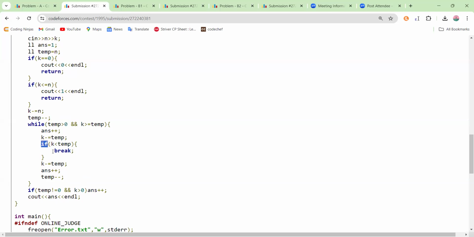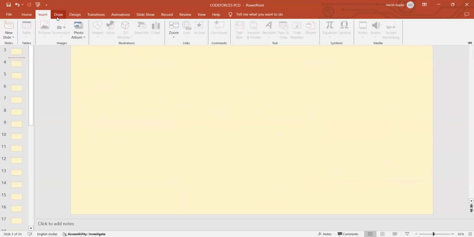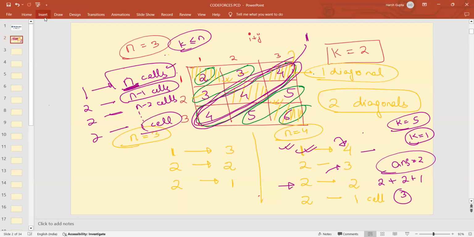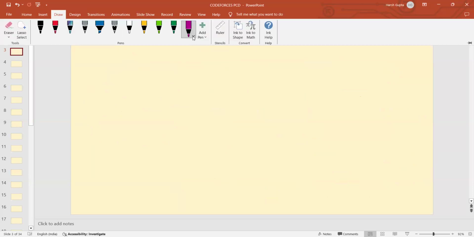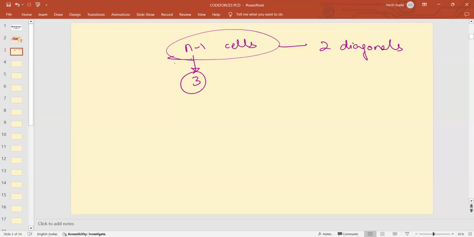Now, if k is lesser than temp, then we are breaking, because of what we know. If we have a diagonal that contains n minus 1 cells, we know that there are two diagonals of this type, right? Now let's suppose this value of n minus 1 is 3. So we are filling a diagonal that contains 3 cells, and there are two diagonals of this type.